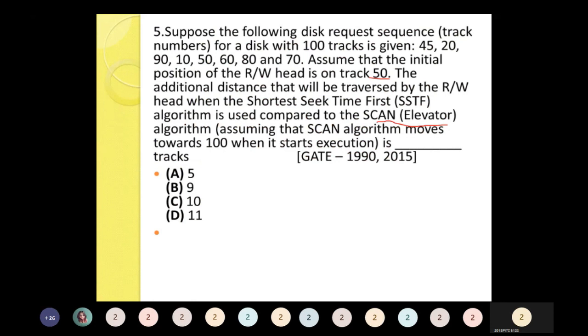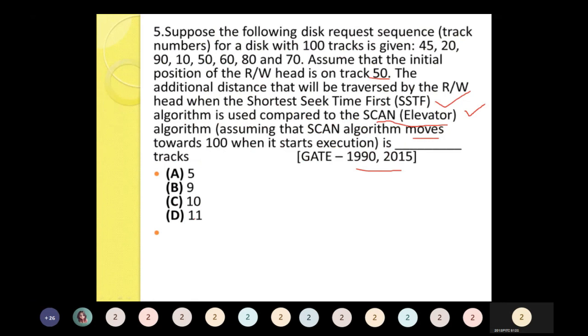Okay, at the starting position we use the shortest seek time first, SSTF algorithm. So there are two types of algorithm we are going to do here, that is SSTF and scan. Both algorithms we have to implement and we have to see the difference, which one gives more, so the difference we have to write here. Okay, this question was asked two times, in 1990 and 2050. My answer is any one from here, 5, 9, 10, or 11.